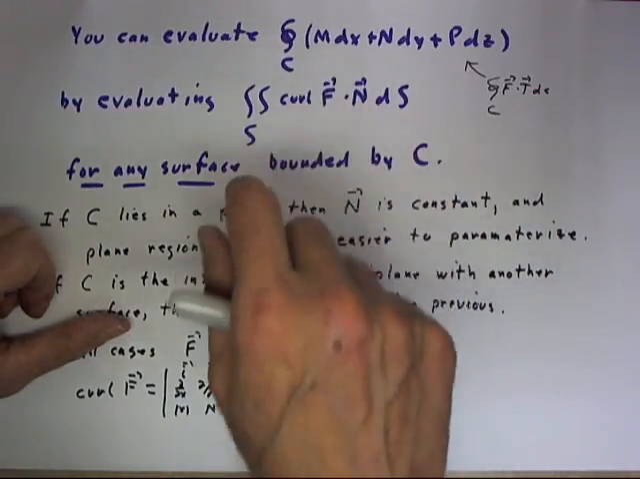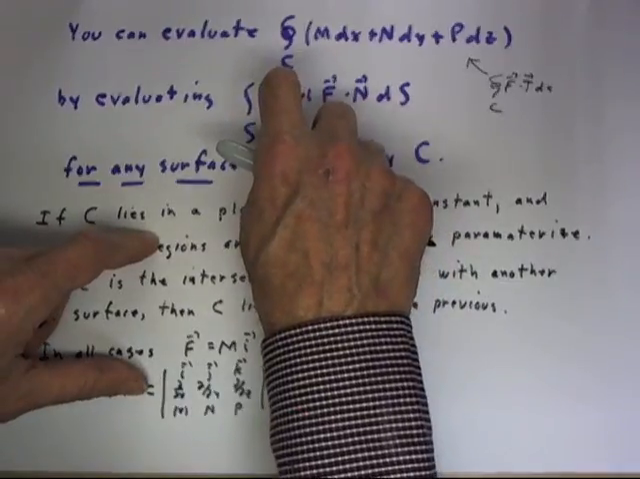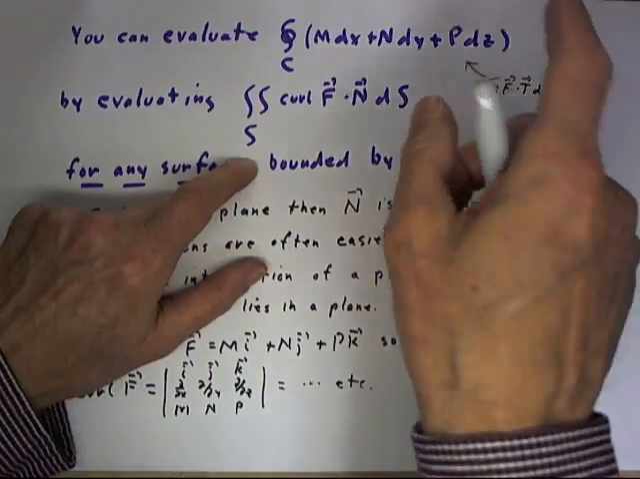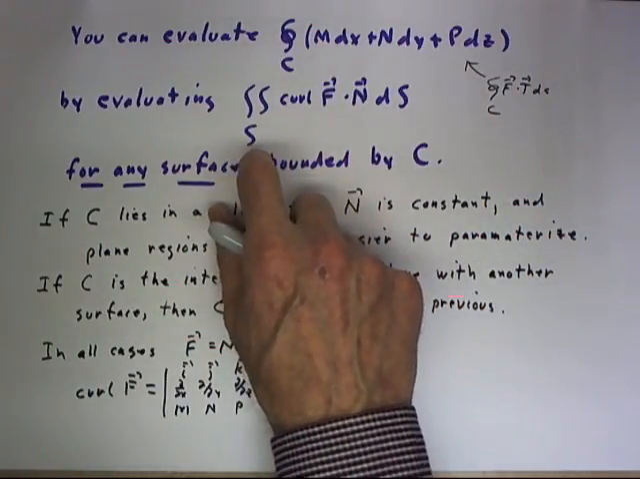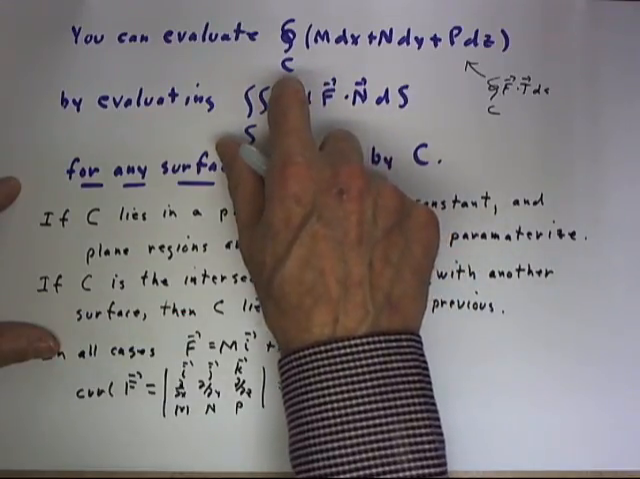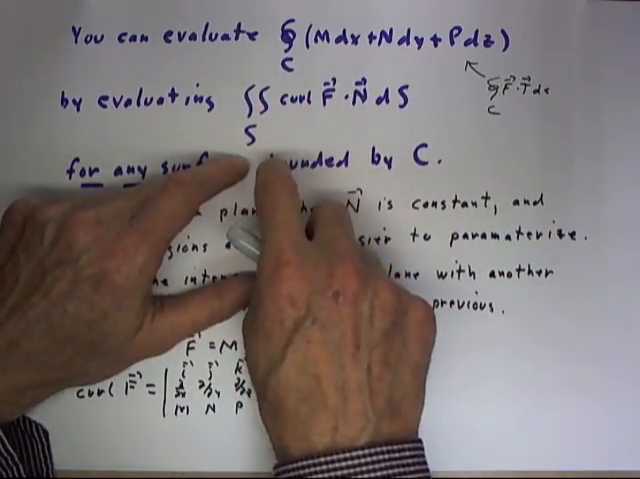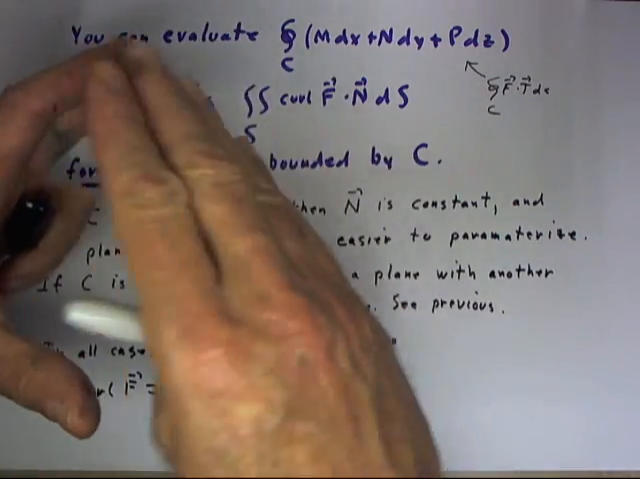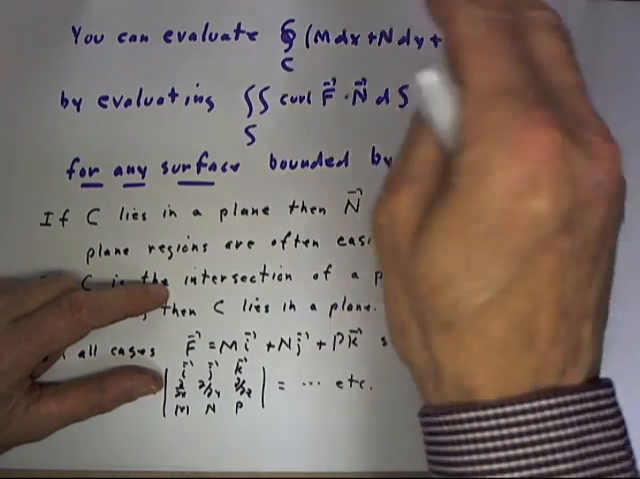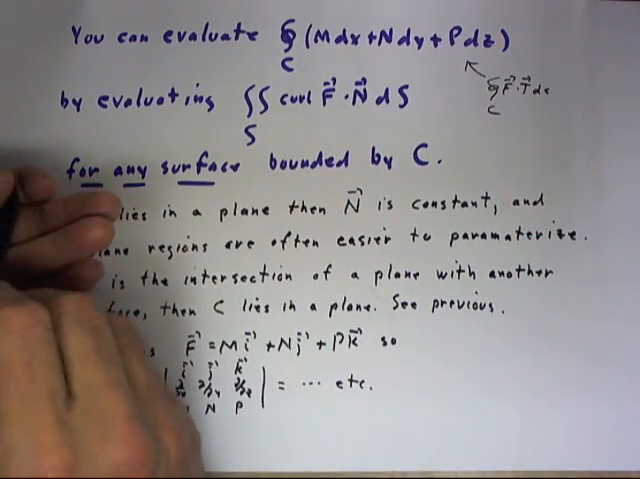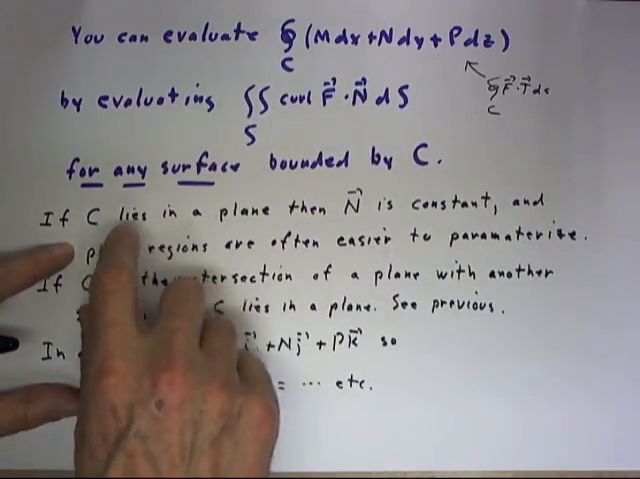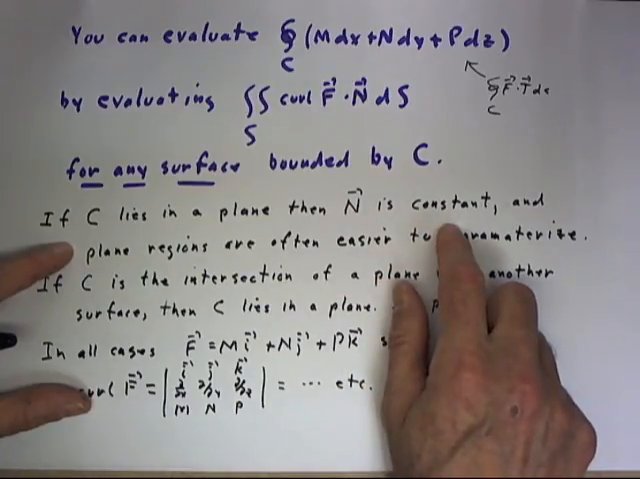So if you have a curve that bounds, let's say, a segment of a sphere, you don't have to integrate this over the spherical region. This is going to be true for any surface bounded by the curve C, and that would include the plane region. If you take a plane slice of a sphere, you have a plane region around that curve, as well as the curved region. It's generally easier to integrate this over the plane region because if you're in a plane, the normal vector is constant.